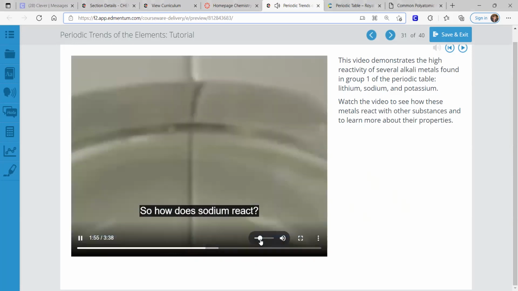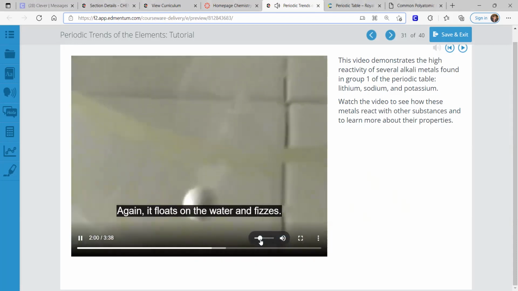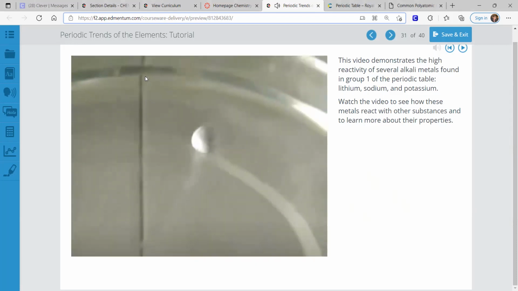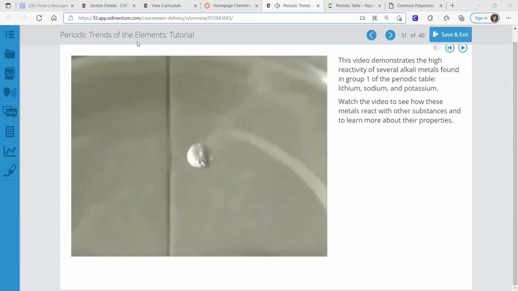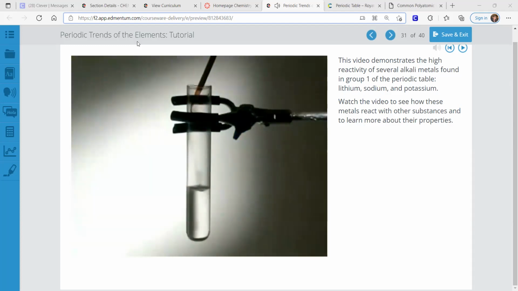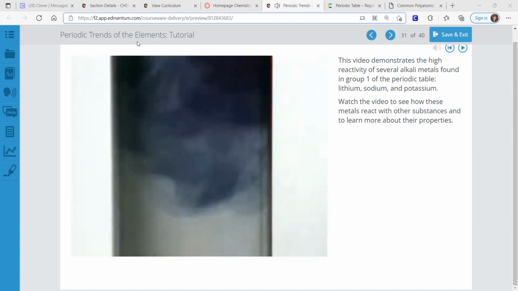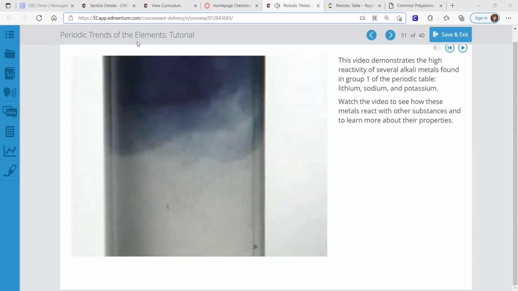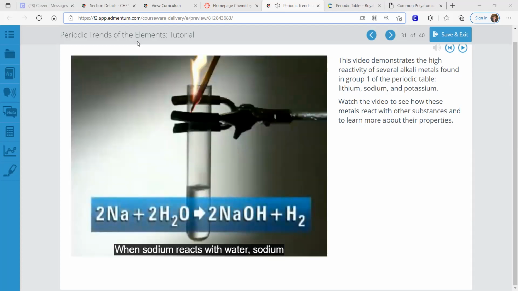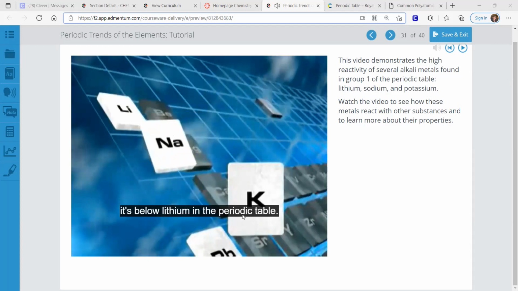So how does sodium react? Again, it floats on the water and fizzes. The gas produced is hydrogen, and the solution is alkaline. When sodium reacts with water, sodium hydroxide and hydrogen are formed. Sodium is more reactive than lithium. It's below lithium in the periodic table.